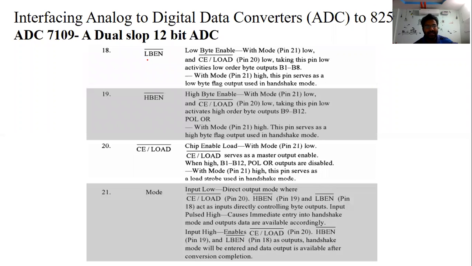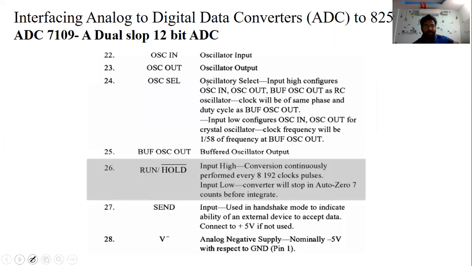Then low byte enable, the lower order byte enable, and high byte enable, the higher order byte enable. Then load chip enable as well as load pin, then mode. This mode indicates direct output mode, where the HBEN and LBEN pins directly control the output bytes.